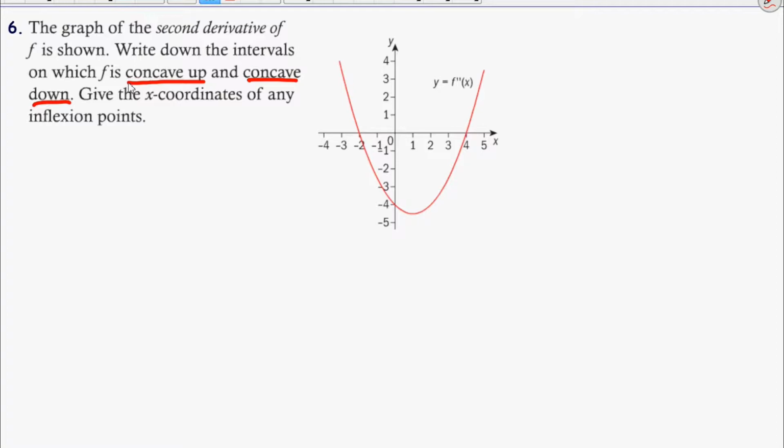We need to identify where the second derivative is greater than 0. Now, in these portions here of the function, the second derivative is greater than 0. So what I'm saying here is the second derivative is greater than 0, because this is a graph of the second derivative.